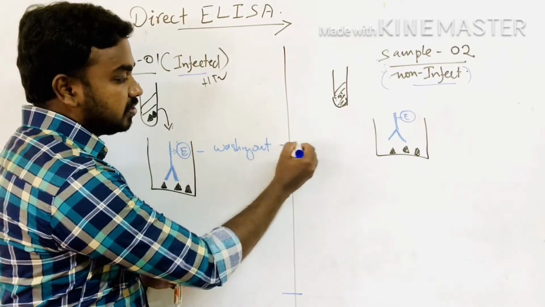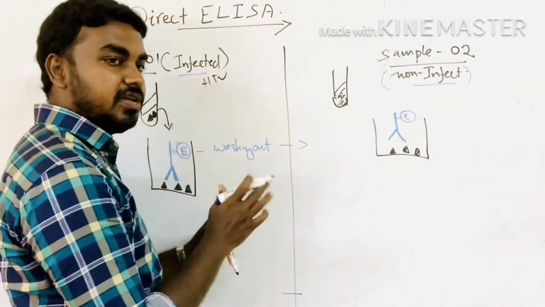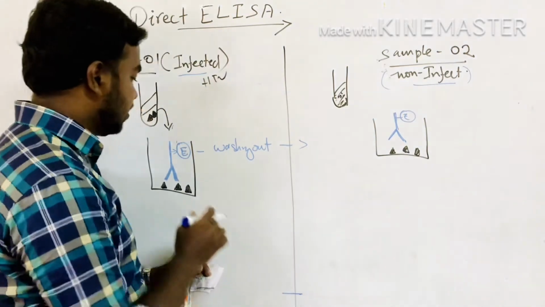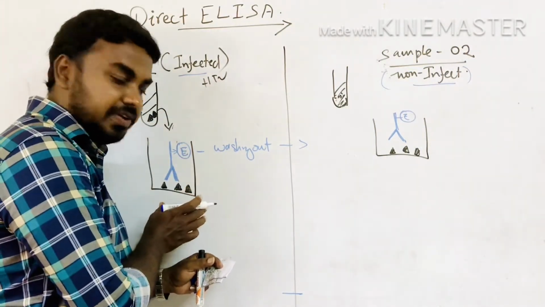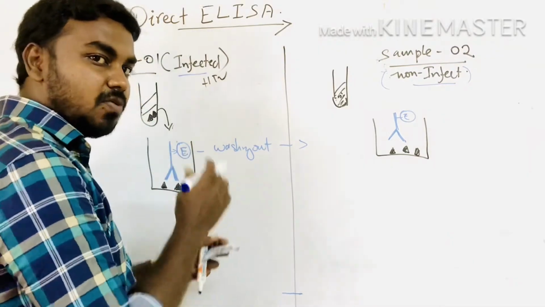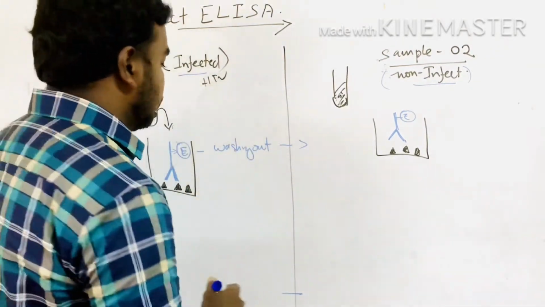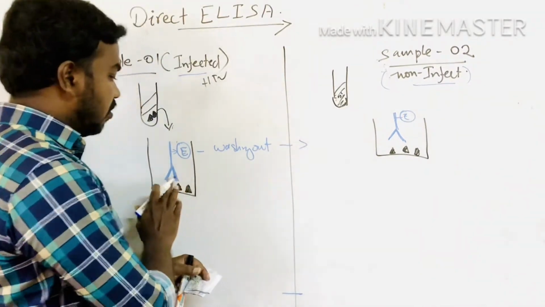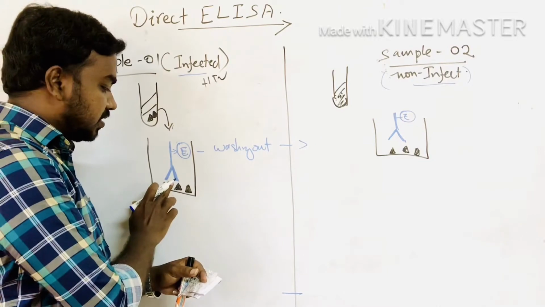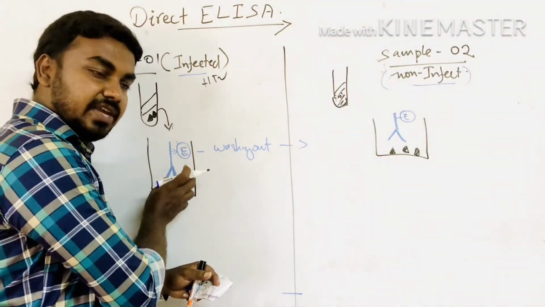Now a washing step will be there. So unbound antigen-antibody reactions will be eliminated. If there are 5 antigens, only 5 antibodies can be occupied, right? If there are 7 antibodies, the extra ones should be eliminated. So we will be washing, that is the washing out procedure. Once I wash here, this complex will remain the same because this is attached, it's reacted.